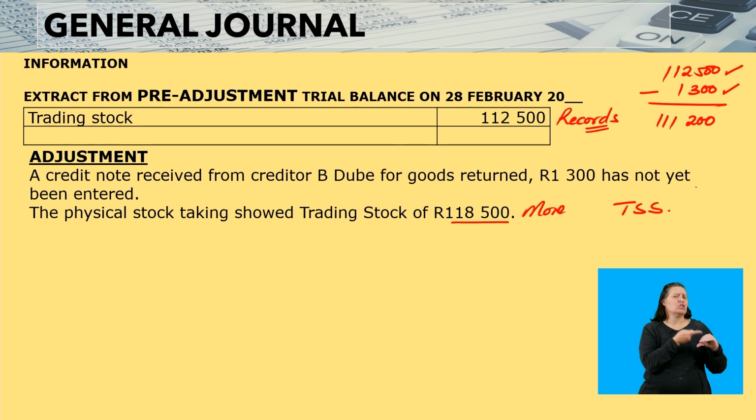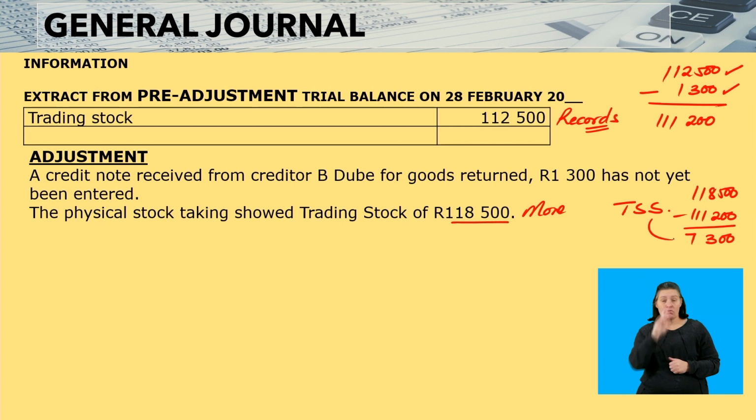So you would then say 118,500 minus the 111,200. Then the difference will be 7,300. Remember, we agreed that is your trading stock surplus of 7,300. I want us then to record these adjustments in the general journal.